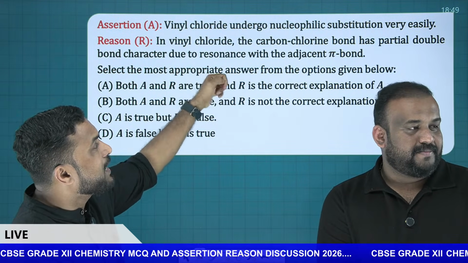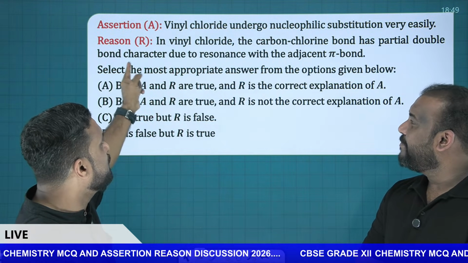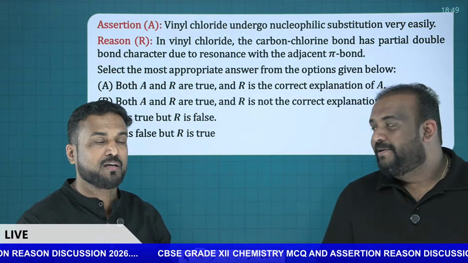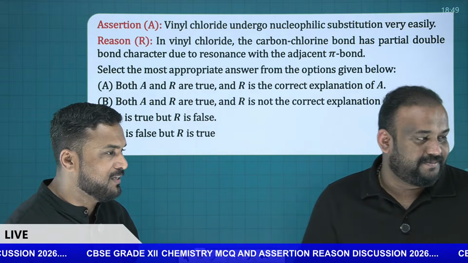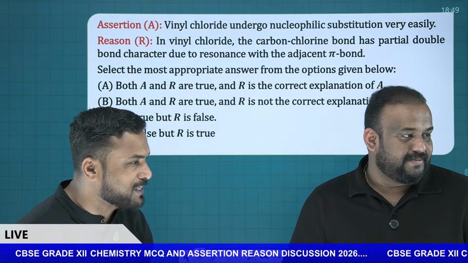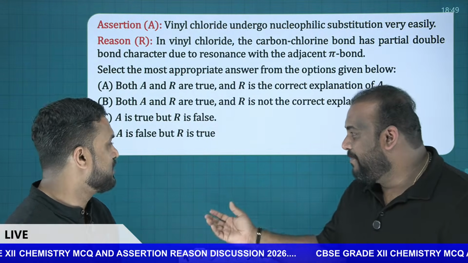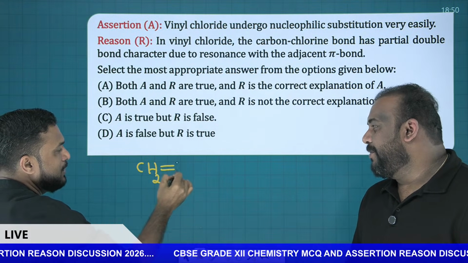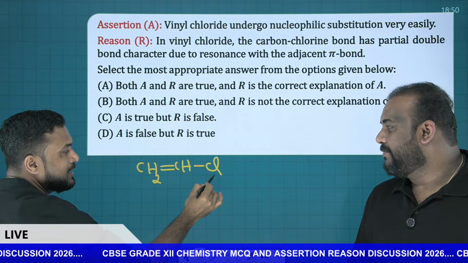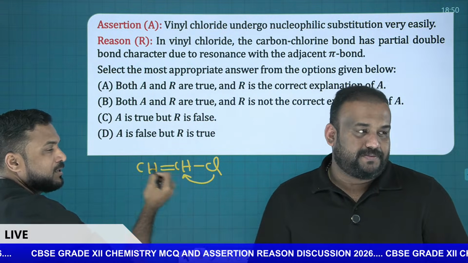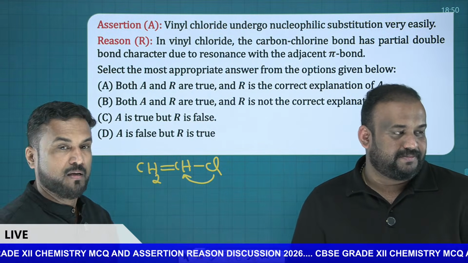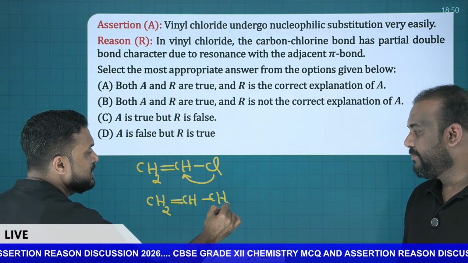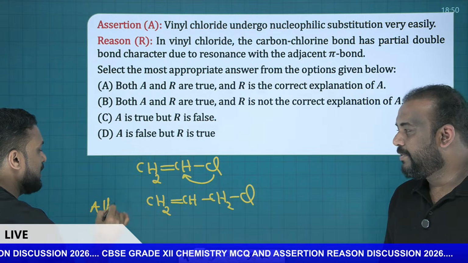In vinyl chloride, the carbon-chlorine bond has a partial double bond character due to resonance with the adjacent pi bond. If you can send the option, let's see who is giving the right answer. After that, we will explain. Vinyl means CH2=CH-Cl, if the halogen is directly attached to an sp2 hybridized, double-bonded carbon. Allylic means CH2=CH-CH2-Cl. This one is called the allylic carbon.